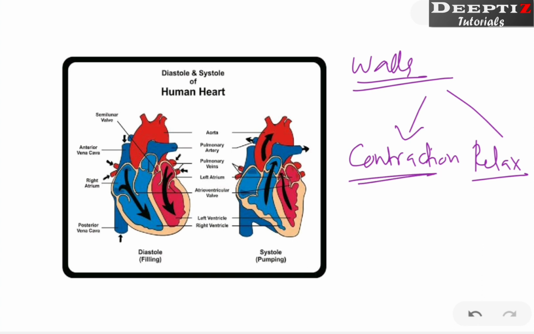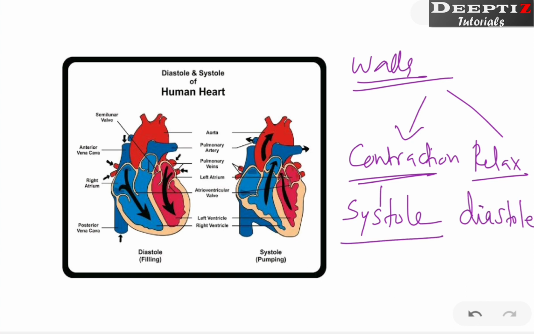Whenever our heart contracts, we use a term which is systole. And what is the term given for relaxation? That is diastole. Systole and diastole. Systole is another name for contraction. Diastole is another name for relaxation. If you look at this first diagram, this heart is in the diastole stage. That means if you look at these two diagrams, this area is wider here, this area is narrower here. Why? Here the heart is relaxed, in the diastole stage. When it gets relaxed, more space will be there.